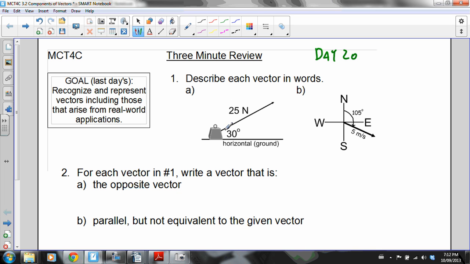Describe this vector. It's a 25 Newton force. So 25 newtons, I'm going to say at 30 degrees to the horizontal. 30 degrees angle above horizontal.